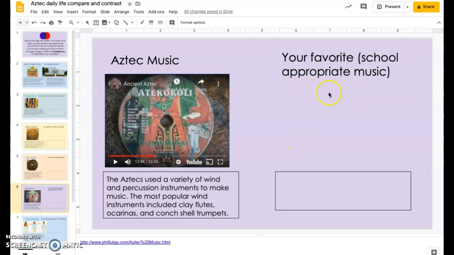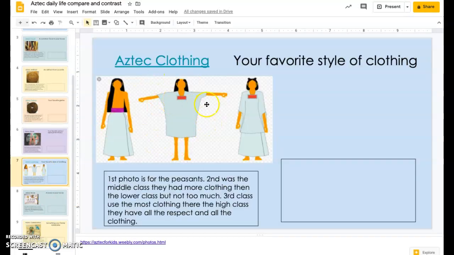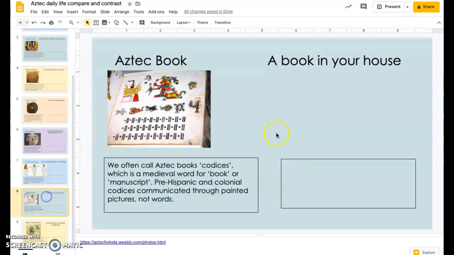So anything that's school appropriate, you could either put a YouTube link, you could put a picture of your favorite artist, you could put a picture of your favorite album, 1 to 3 sentences down here. This shows Aztec clothing of different classes, obviously different from ours. Find something in your closet or take a picture of, I don't know, what your parents are wearing if they're home, or again, find something on the internet if you're more comfortable with that.